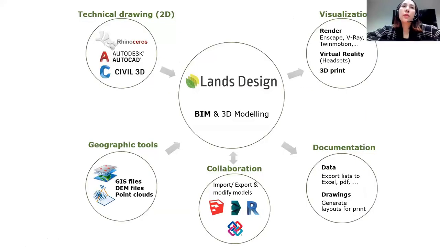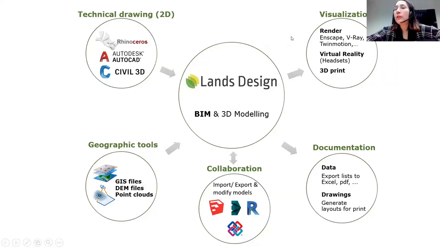Well, and on this diagram, we see how the workflow is with Lens Design. You start a technical drawing in Rhino or in AutoCAD or Civil 3D. In continue, you continue modeling, landscape modeling with Lens Design. And if you have geographic data, for example, if you have DEM files, digital elevation models, or if you have point clouds or GIS files, you can open them directly in Lens Design. Lens Design can create a terrain based on DEM files, for example.